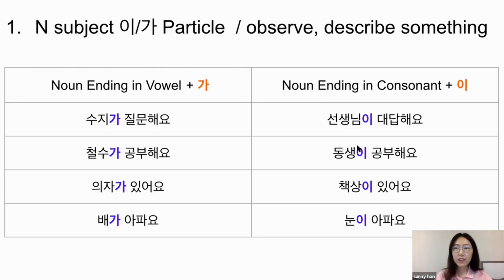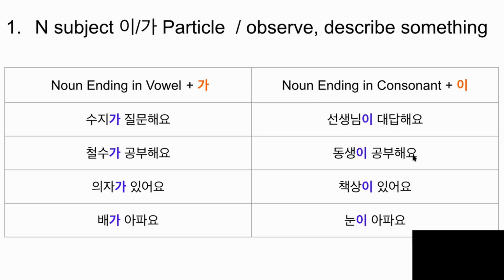Okay. You can repeat 2 times if you want. It's fine. So 동생 is my younger sibling, younger brother or sister. 공부하다 is study. So my sibling is studying. 동생이 공부해요. 동생이 공부해요. Very good.